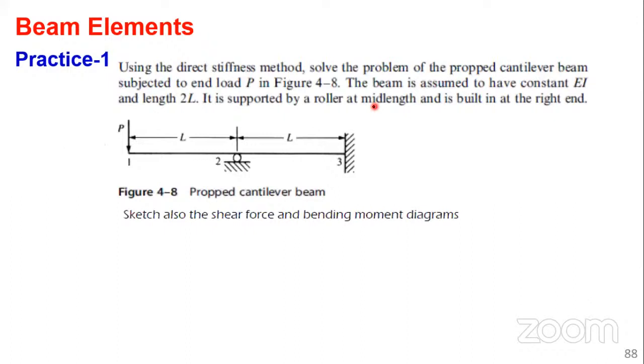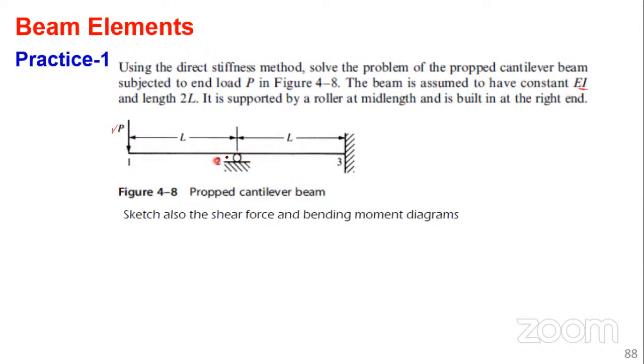So I leave you with something to practice. You look at this equation. You are required to solve using the direct stiffness method. And once you do the sketching, you calculate the moment. You can then go ahead and sketch the shear force and the bending moment diagrams. So what is given here? A load P is applied vertically downwards. This is a cantilever support, right? The beam has a constant EI, so the material properties are the same.